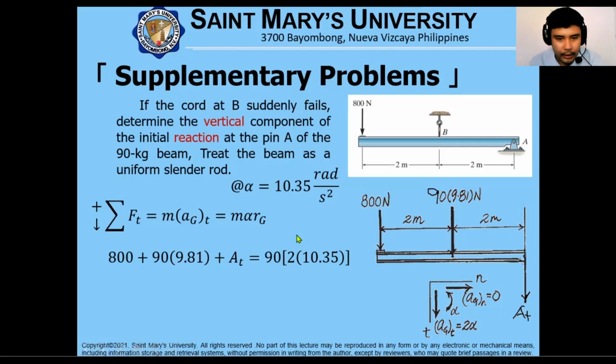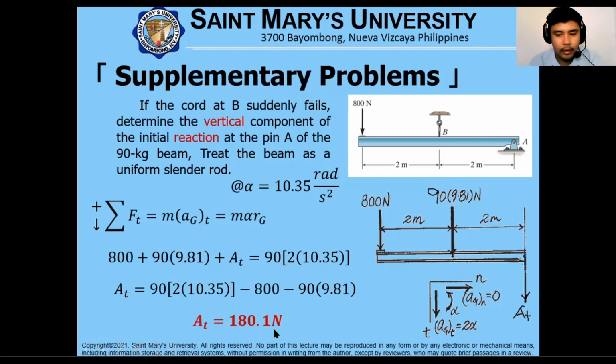Next one, the acceleration is 10.35 times r_G, which explains that initially it is at the center of gravity, so 2. Solving for A_y gives 180.1 newtons. So our assumption of going downward, following the direction based on the tangential, is correct.